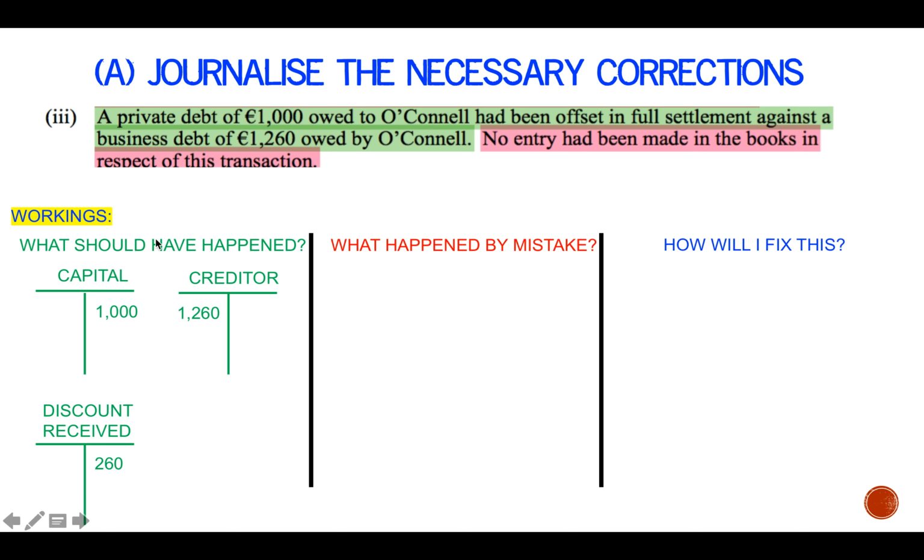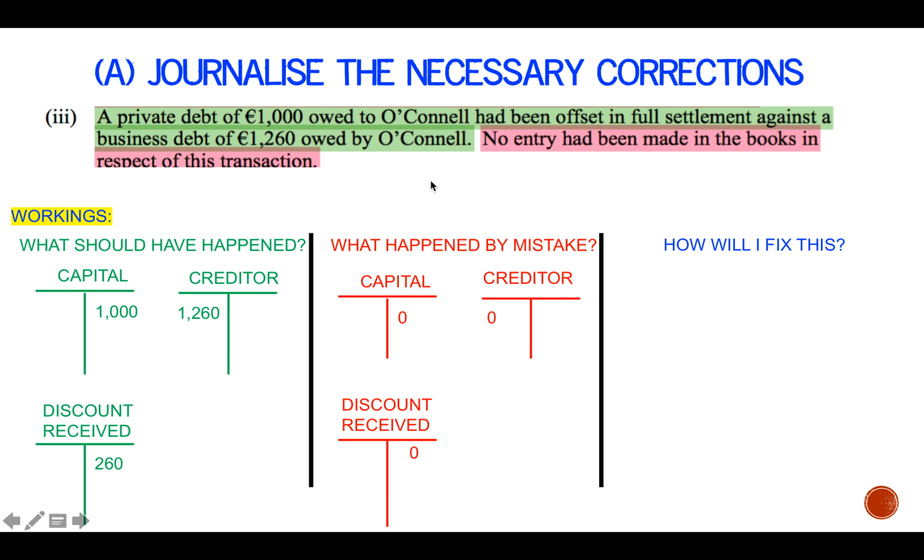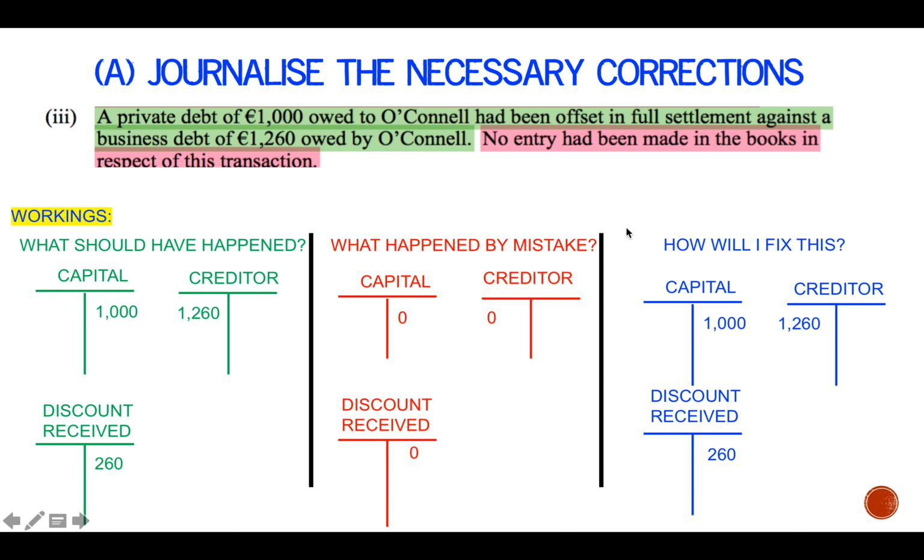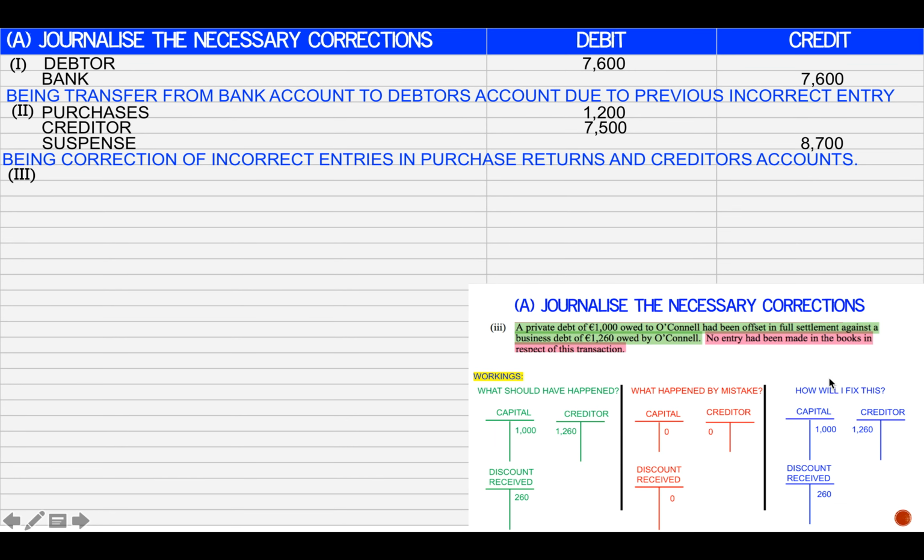And even you can see there, your debits and credits must equal. So capital 1,000 plus 260 is 1,260. So credit side 1,260, debit side 1,260. So what happened by mistake? No entry was made in the books, so nothing happened there at all. So to fix it, all I do is I put the items in. So I go to my part A and I transfer my workings from here, the fix it part, into my journalise the necessary corrections. So part 3, capital €1,000 credit side, creditor debit side 1,260, and then discount received €260 credit side.